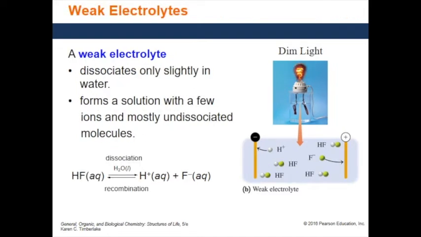Weak electrolytes only dissociate slightly. For instance, if you take HF into water, it will dissociate. HF is going to break apart into H plus and F minus, but at the same time, not all of it is going to dissociate. Some of it is going to still stay as HF. Those are called weak electrolytes.